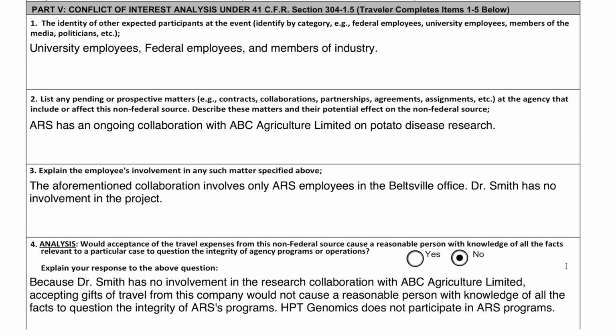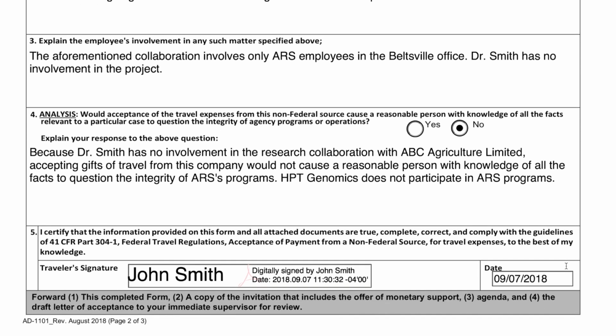For example, does the sponsor have pending grant or loan applications with your agency? Are you reviewing the applications? Is the sponsor collaborating with your agency on a project? Are you working on the collaboration? These questions help us consider any potential conflicts or appearance issues.